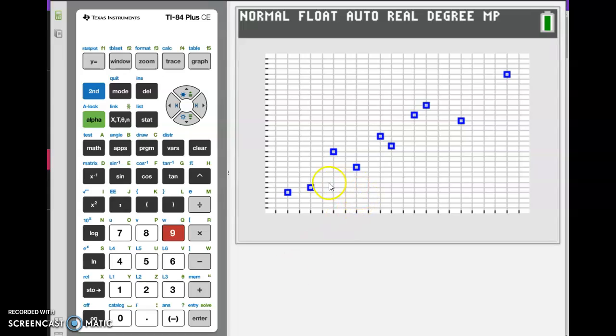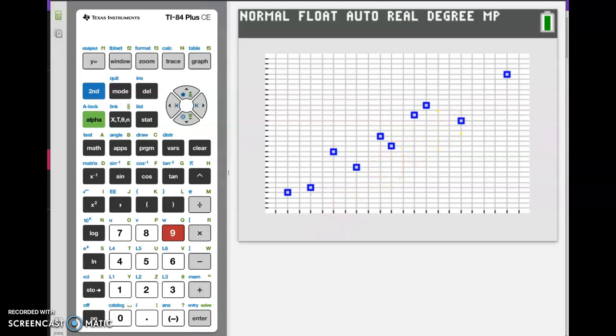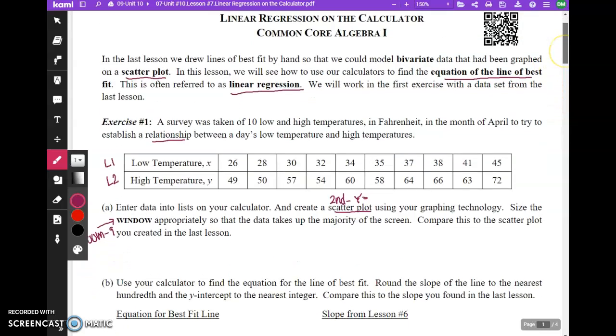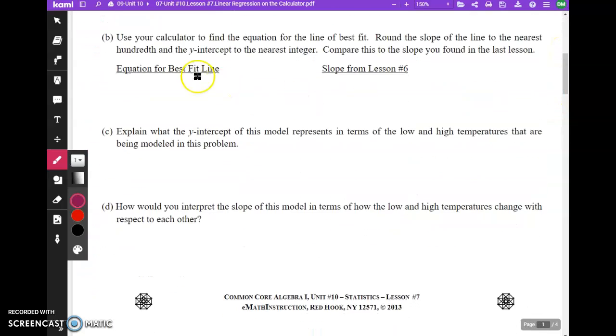It looks like this. So this is all the data graphed, and what we're looking for is what's called a line of best fit. We want to figure out where the line would be in here that will fit the data so that we can make predictions based on what our data is. All right, so that's what we're going to do now. We're going to use the calculator to find the equation for the line of best fit.